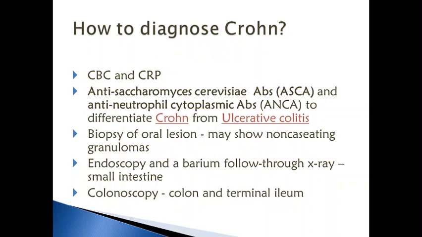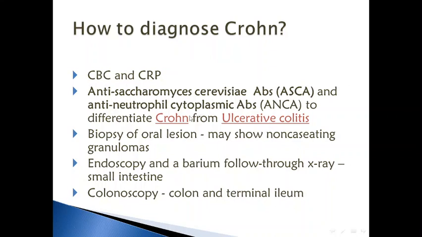The diagnosis of Crohn's disease is commonly mistaken for multiple other GI diseases because of the similarities in signs and symptoms. Multiple tests are performed to diagnose Crohn's disease, including a CBC test and a CRP test. We can take a biopsy of the oral lesion, which particularly shows non-caseating granulomas. We can perform endoscopy and barium follow-through X-rays in the small intestine, or a colonoscopy in the colon and the terminal ileum.